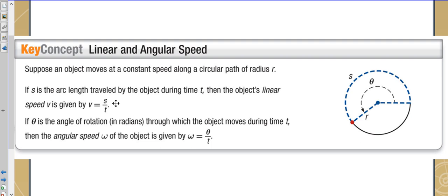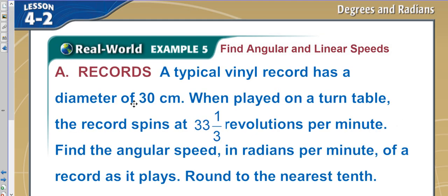The formulas are given here. You'll see they are very, very similar. Just remember, S is the same thing as r theta. So the linear velocity is r theta divided by t. Notice the only thing different is that this one's multiplied by the radius. Let's look at some examples.